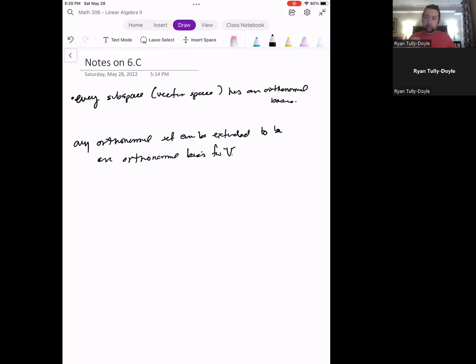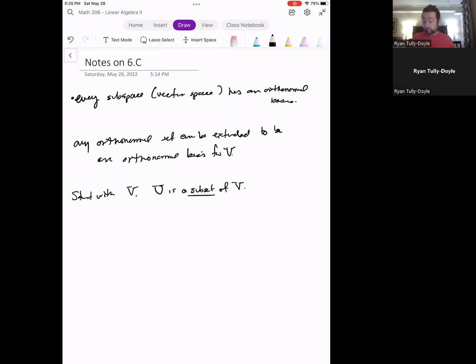So we're going to begin with the idea of orthogonal complements. That's the first thing that we want here. So start with a vector space V. And then we're going to define a subset inside of V. It doesn't have to be a subspace. We start with a subset. So U is a subset of V.